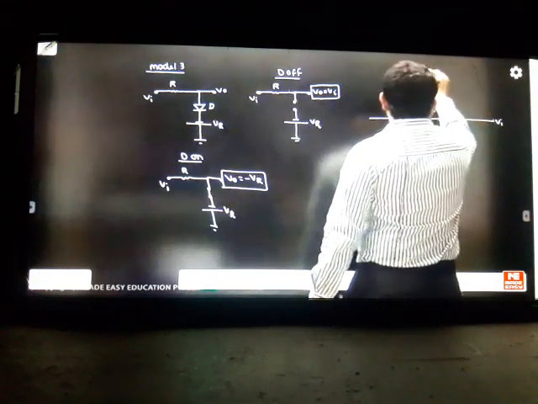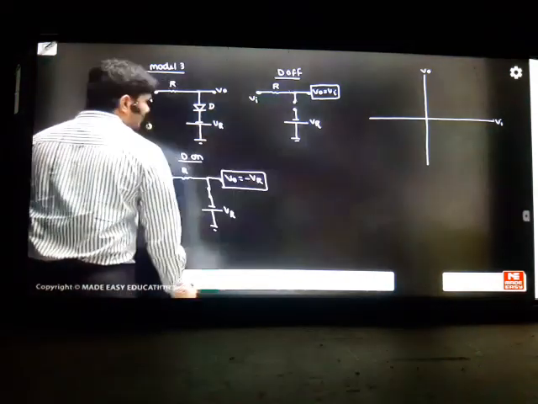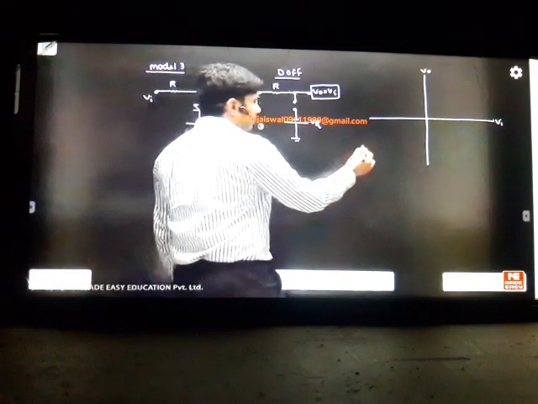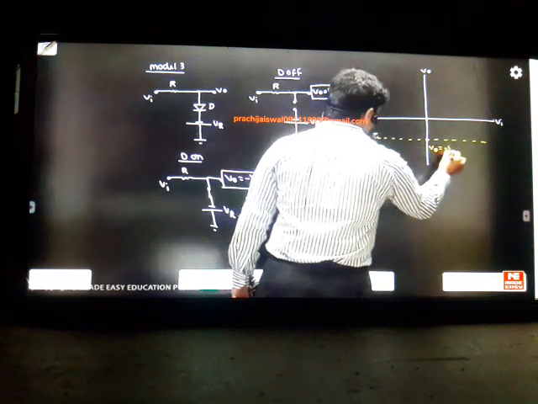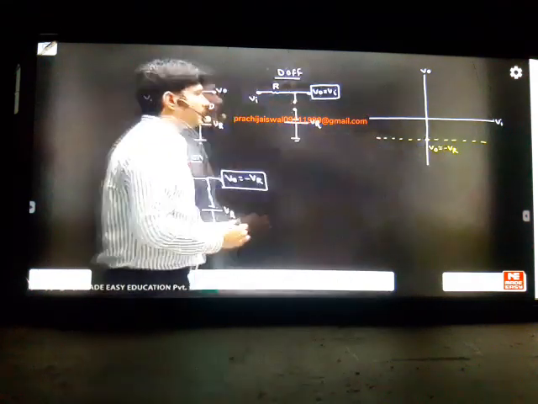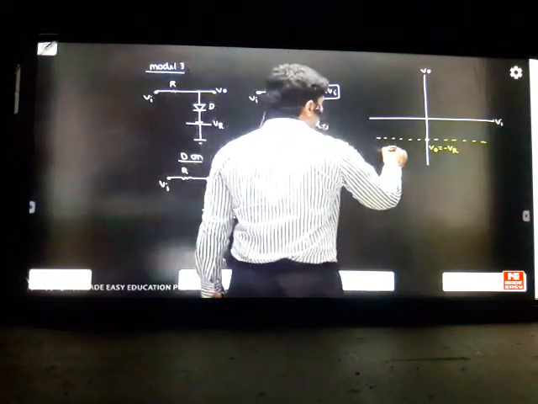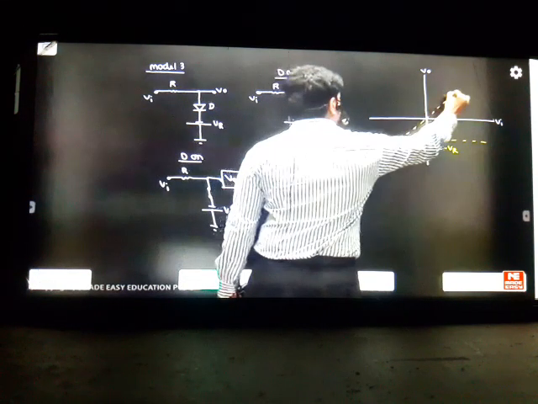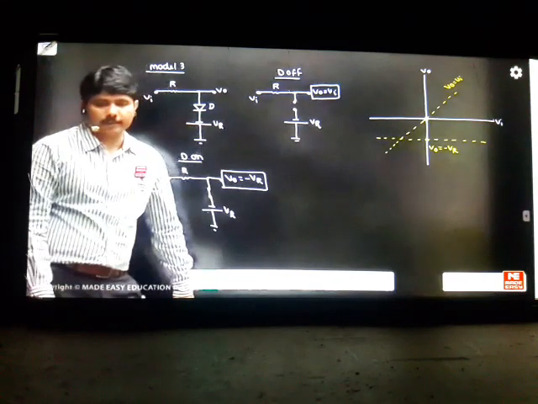This is your VI, this is your V0. I have to draw the transfer characteristic for this. One is V0 equal to minus VR. It will come on the negative side. This is minus VR, a constant line on the negative side. And the output equal to input line, we are already habituated with this concept, is the line passing through the origin always. Output equal to input means a 45 degrees line.